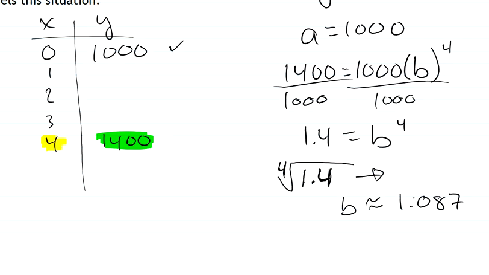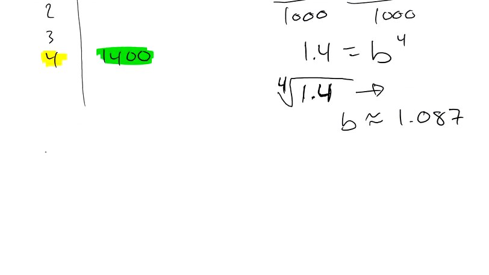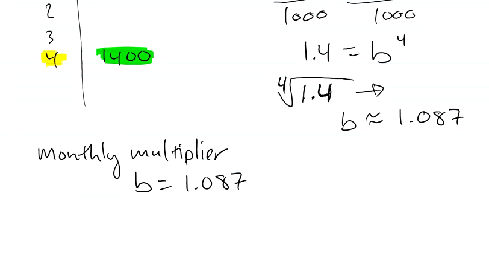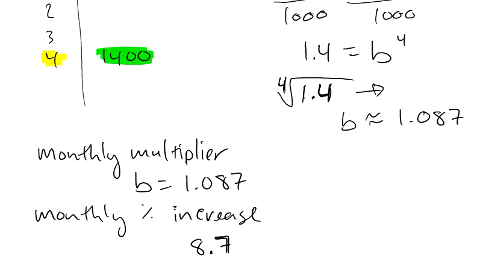This is what I'm multiplying by each time as I move forward. So the monthly multiplier is B. And it also asks what's the monthly percent increase. That percent increase would be 8.7%, because if I had a monthly percent increase of 8.7%, I would add 1 to that to get my multiplier here. So I'm just taking 1 away from that and getting 0.087, which is 8.7%.